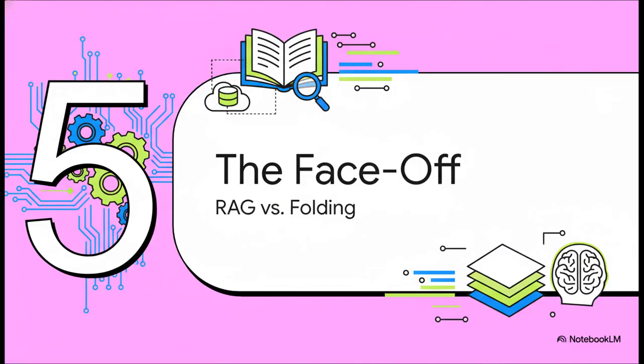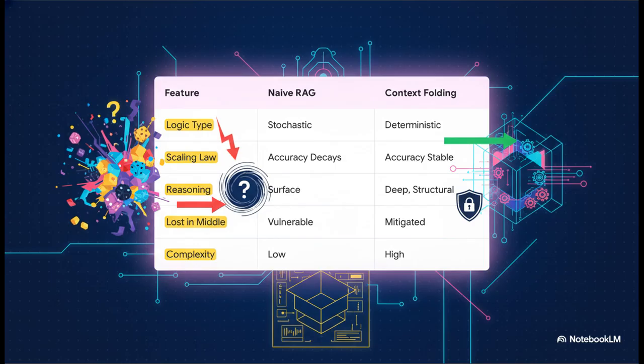So let's put these two architectures head-to-head in a proper face-off. Because if you're an architect or an engineer, you have to understand these trade-offs to build anything that actually works at scale. And this table just lays it all out. Naive RAG is stochastic. It's based on probability, a guessing game. Folding is deterministic. It's algorithmic. Look at the scaling law. This is the killer. RAG accuracy decays as you add more context. Folding's accuracy stays stable. RAG is a sitting duck for the lost-in-the-middle problem. Folding mitigates it by its very design.